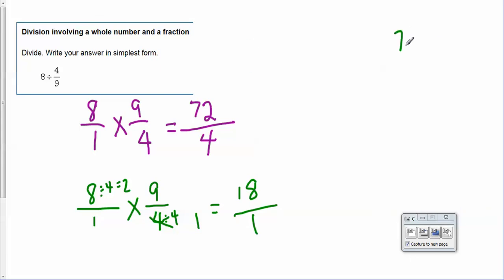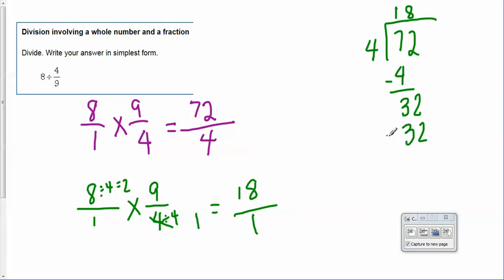What will 72 divided by 4 be? Oh, it will be 18. So by cross-canceling first, I kind of saved myself quite a bit of division later. When I can see that I can cross-cancel the 4 into 8 as well, I then have 2 times 9 equals 18, 1 times 4 equals 4. So cross-canceling is a shortcut. However, you will get the same correct answer by doing your multiplication first.